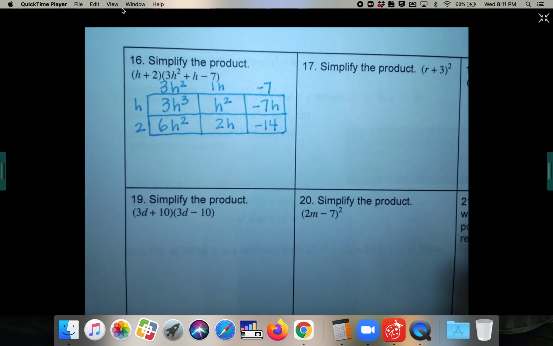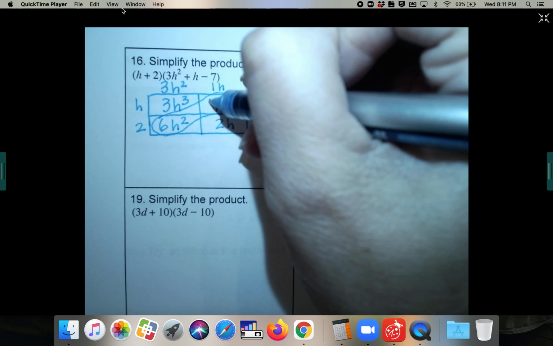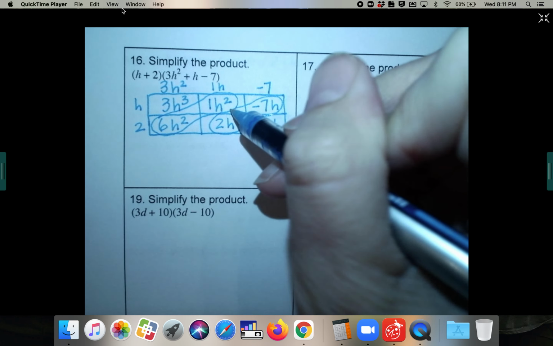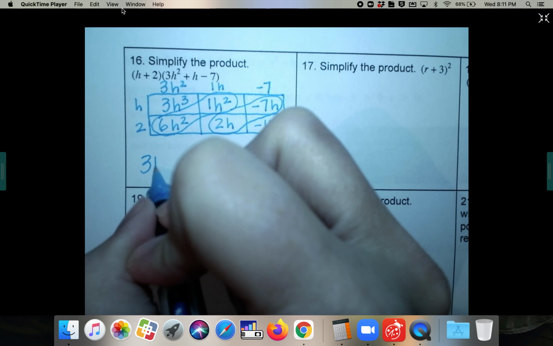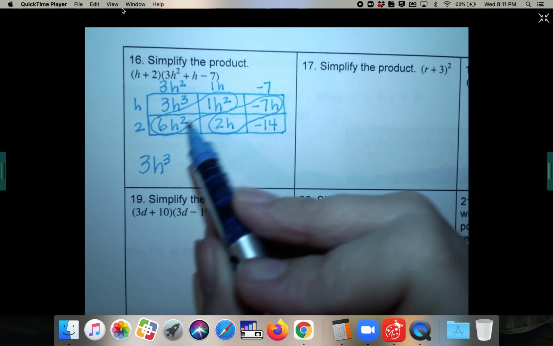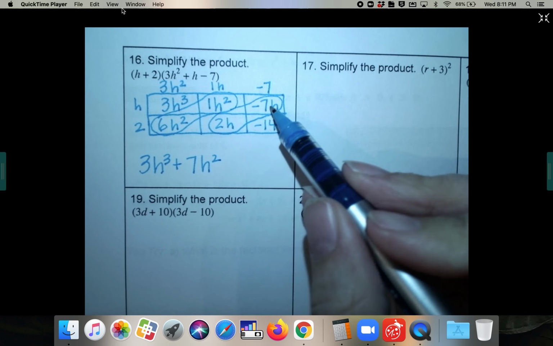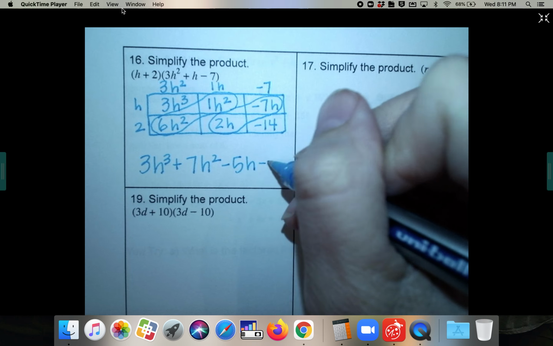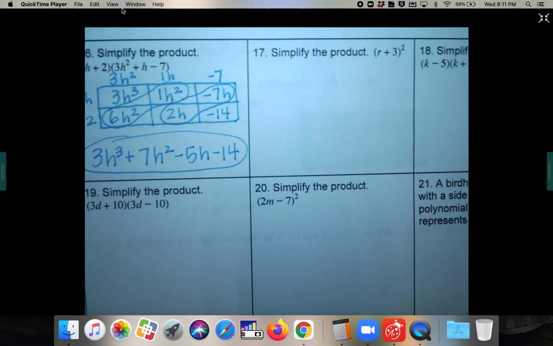Don't forget to look for like terms. Those can be added. So I see this is a like term. I'll go ahead and put a 1 on there so I'm not confused when I'm adding those. And then these are also like terms. So my final answer is 3h to the third. 6h squared plus 1h squared can get added. So that would be plus 7h squared. 2h minus 7h is negative 5h. And then you've got your minus 14. It's a big answer. Be sure you've got all the parts.